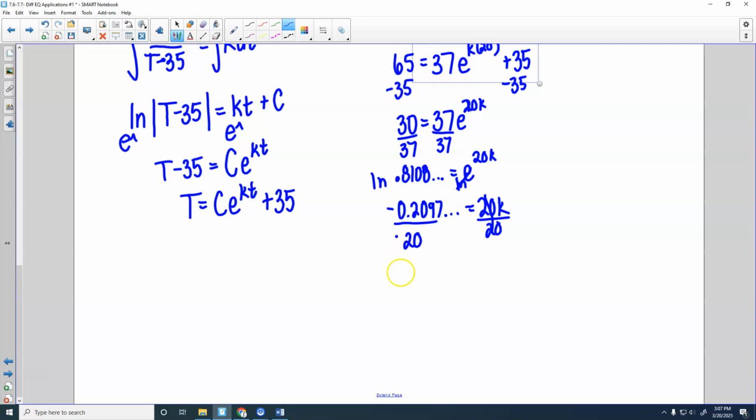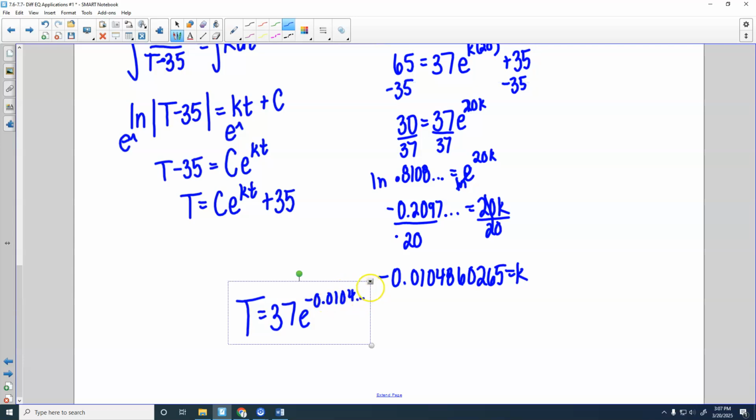Alright, so I'm going to write down the whole decimal here. Negative 0.01048600265 is my k. So T equals 37 e to the negative 0.0104 ... t plus 35.